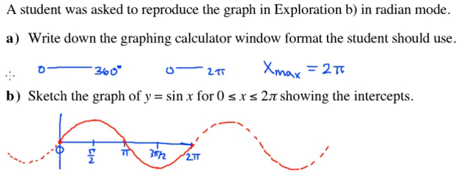So the intercepts that they asked for would be at the origin. Sine starts at 0, 0. We have an x-intercept at pi, 0, and another intercept at 2 pi, 0. And in general, we have x-intercepts at n pi, 0.